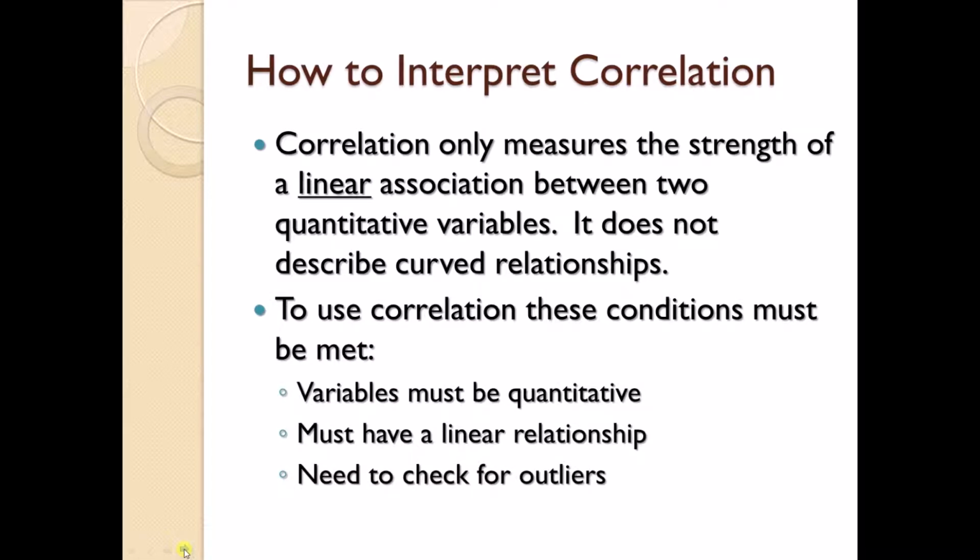To use correlation, these conditions must be met. Your variables have to be quantitative. You must have a linear relationship as verified in a scatter plot. And you need to check for outliers. You're going to see in a little bit that when you have outliers present, it has a big impact on R, on your correlation. So correlation is non-resistant to weird and unusual values.